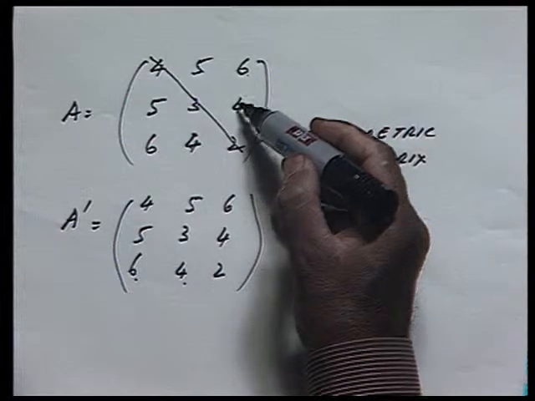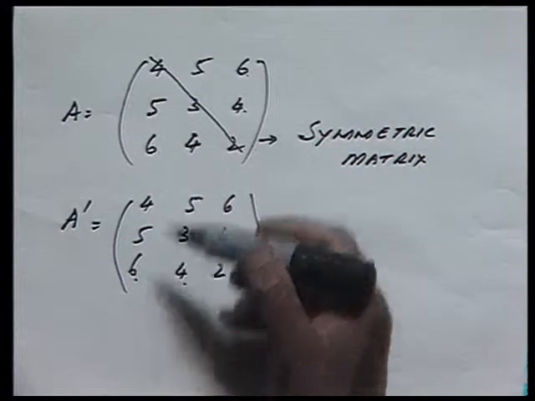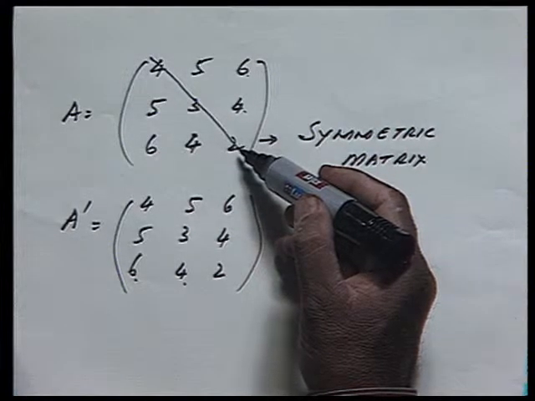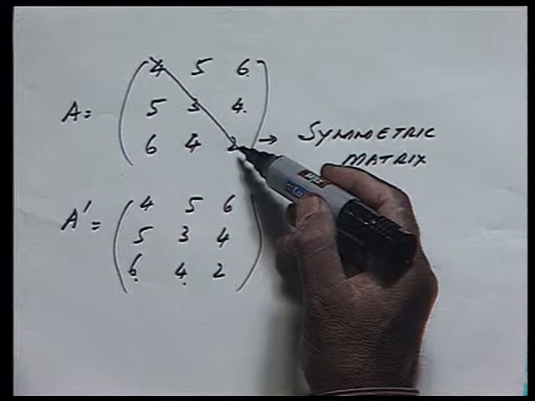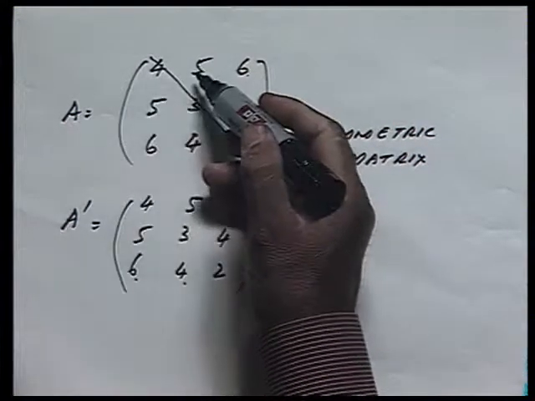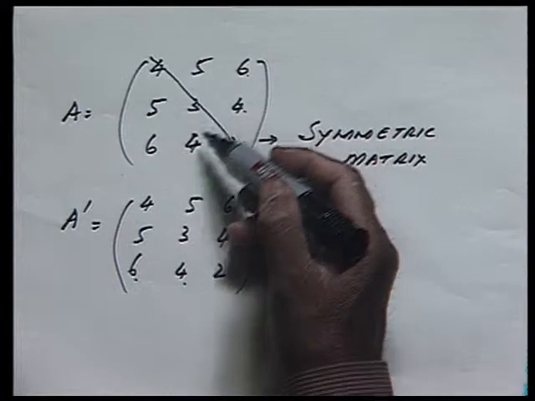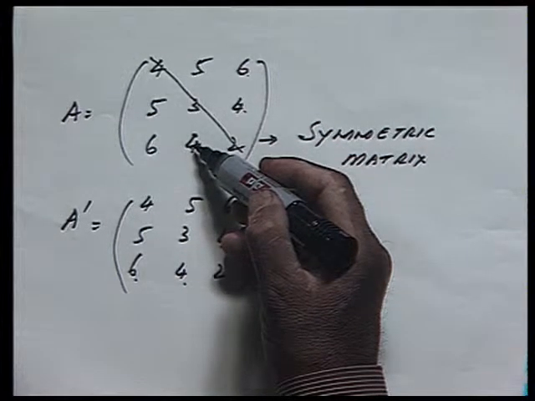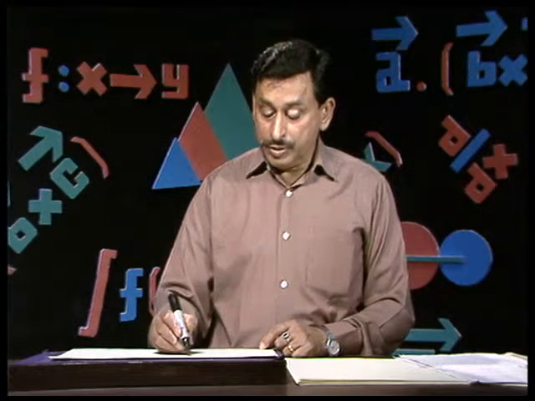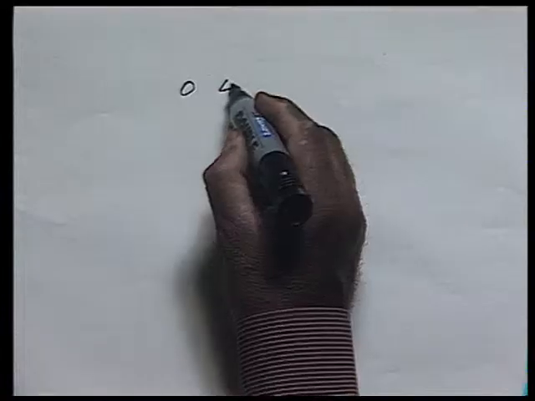So instead of going in to find the transpose, just looking at the matrix itself can tell us whether it is symmetric or not. The very idea of symmetric: in case it was properly drawn and you fold the paper, the 5 will come on 5, 6 will come on 6 and 4 will come on 4. Next, supposing the situation is that we have got a matrix of this kind.